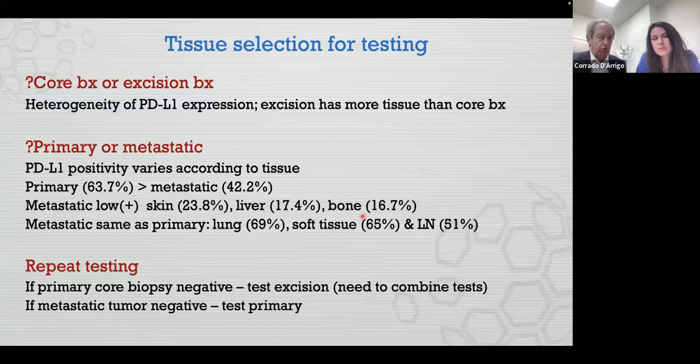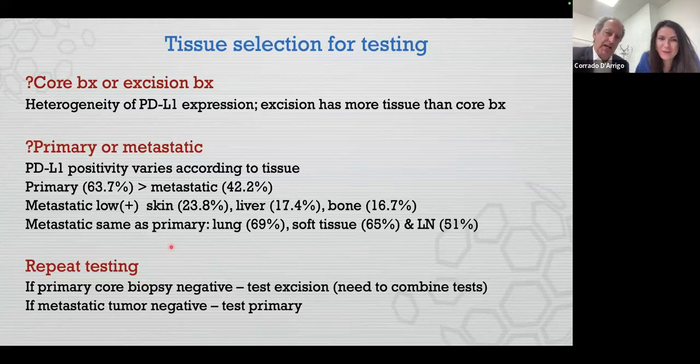What tissue to use? Do you use core biopsy or excision biopsy? Do you use primary tissue or metastatic tissue? How many times do we repeat testing if we don't like the results? Sometimes this is quite limited because patients go from one place to another, and they have only the core biopsy. The trouble is when you have a bone or a liver biopsy, which is often negative.